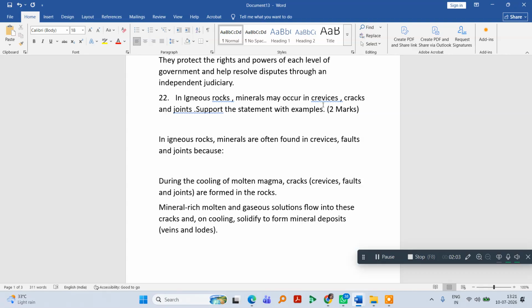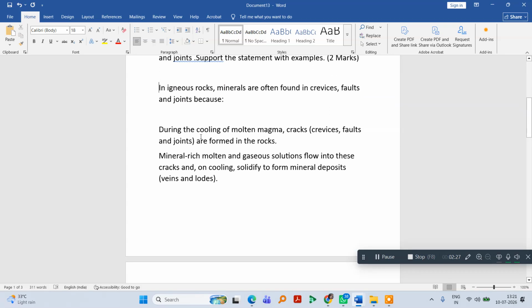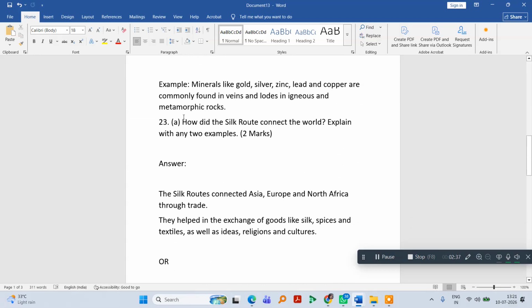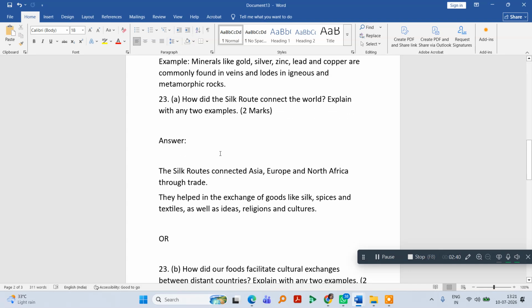In igneous rocks, minerals are usually found in crevices or joints because during the cooling of molten rocks, the crevices are formed in the rocks. Mineral rich molten rocks and gaseous solutions flow through the cracks and on cooling, solidify. So when they solidify, they form mineral deposits called veins or lodes. Minerals like gold, silver, zinc, lead, and copper are commonly found in veins and lodes in igneous and metamorphic rocks. Shall we move on to the 23rd question?